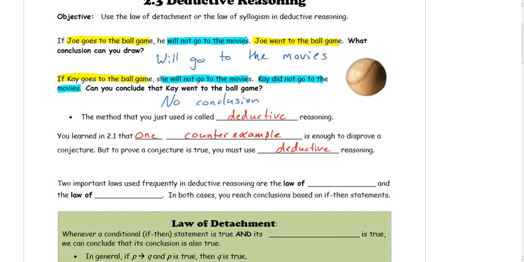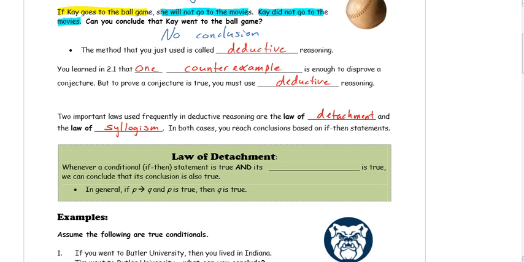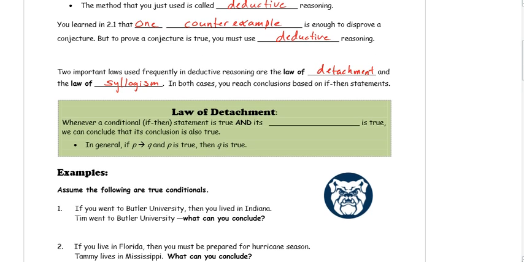We're looking at a couple of different examples, two laws that we're going to use. We're going to use the law of detachment and the law of syllogism. In both cases we will reach conclusions based on if-then statements. So those conditional statements are what we're going to be looking at again.